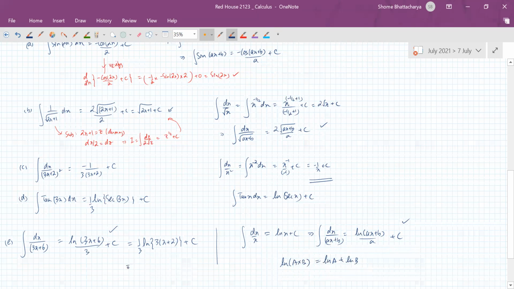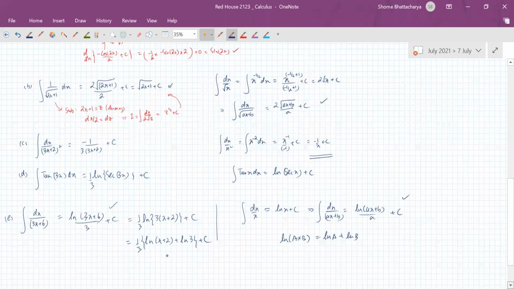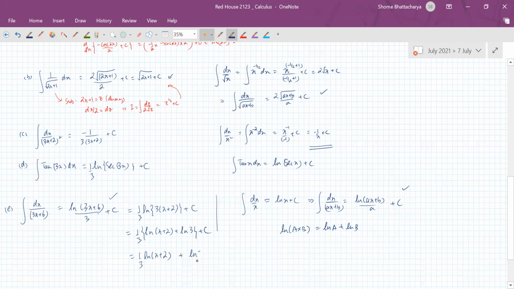So using this property, this is also equivalent to 1 by 3 ln of (x plus 2) plus ln of 3 plus c. Further, this becomes 1 by 3 ln (x plus 2) plus 1 by 3 ln 3 plus c. Now you notice here what is happening. This whole term is actually a constant, so you can absorb this within the constant. The constant of integration has an indefinite value, so any other constant term has to get absorbed into it. So this is also the answer.